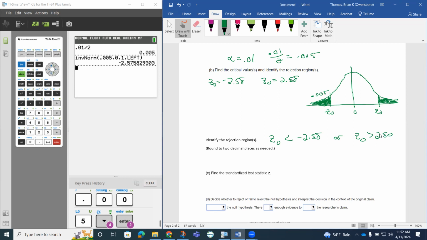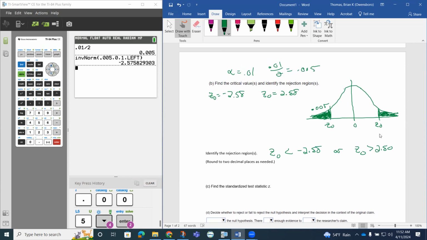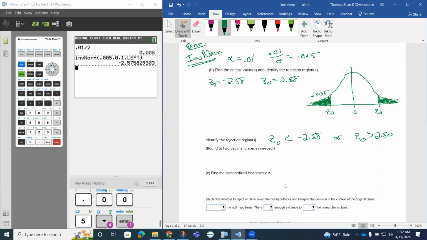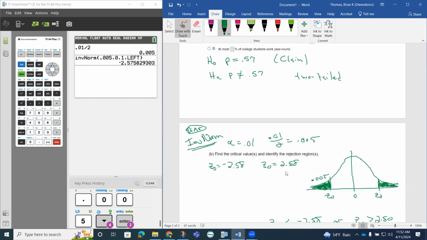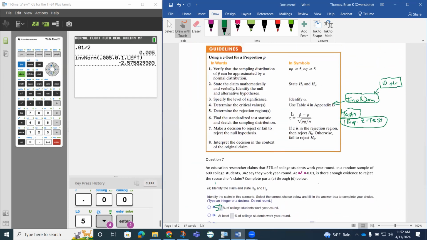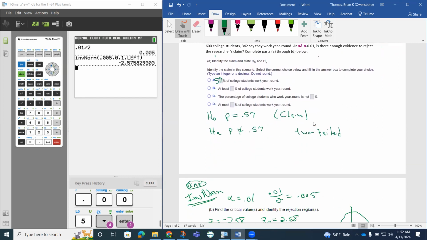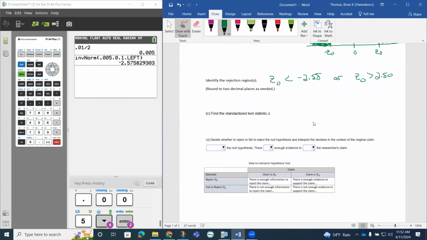So like I said, this is where you would use your inverse norm to find the critical values. And again, that's located under the distribution menu. So inverse norm. Then we actually have to find our test statistic. Keep in mind there is a formula up here that we're supposed to use to find our test statistic, and we're not going to use that formula. We're going to actually use the calculator for this.